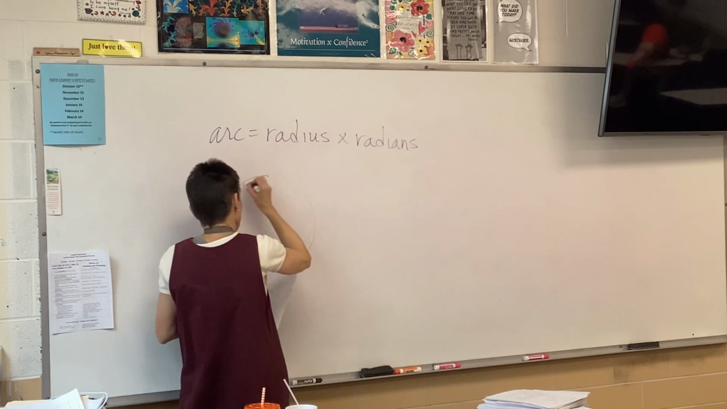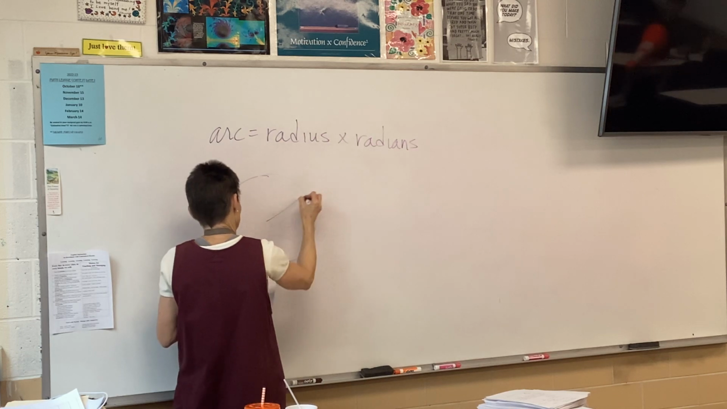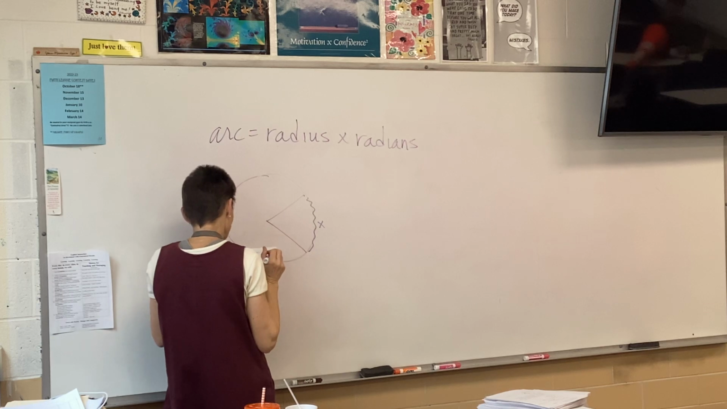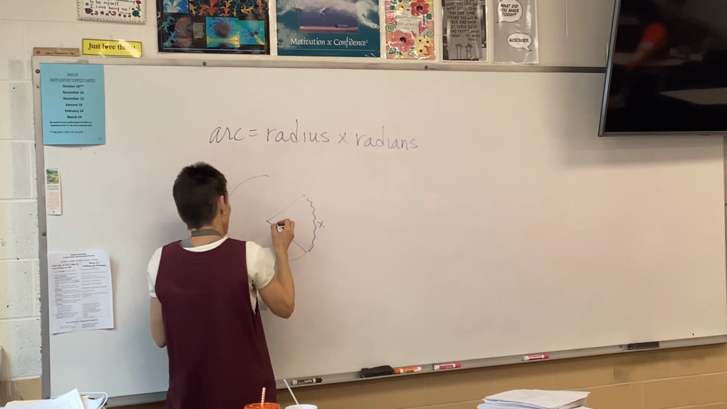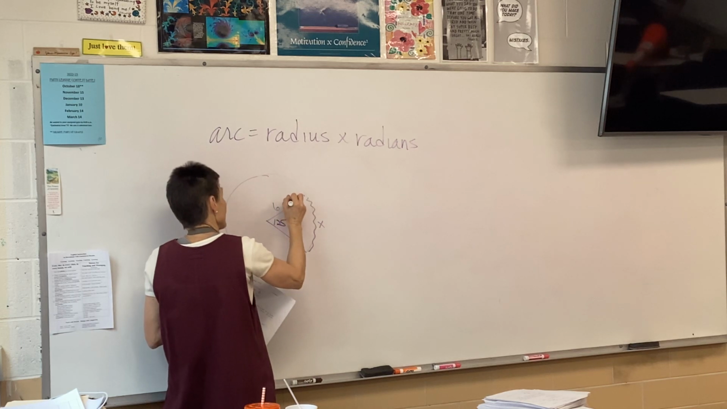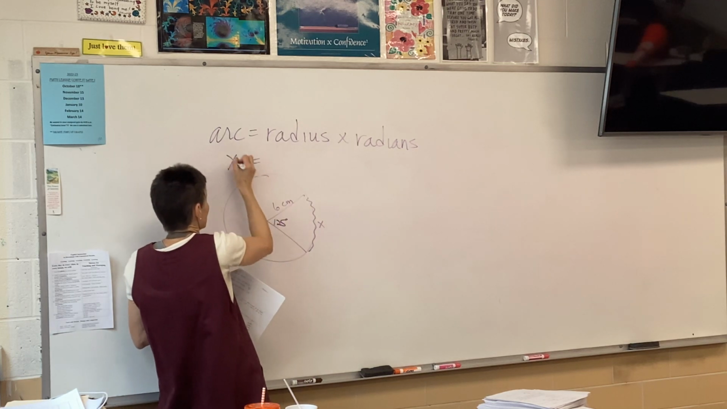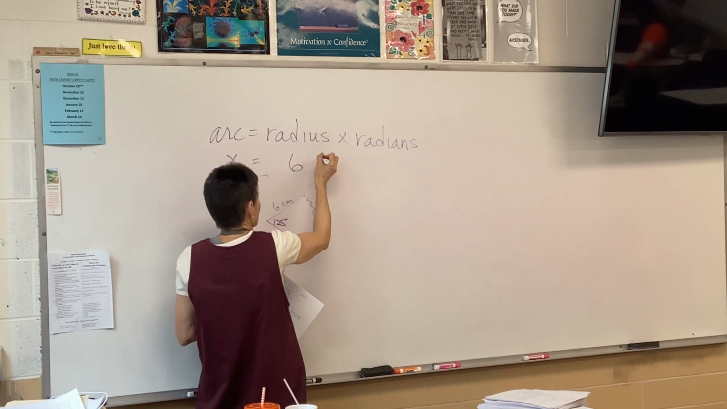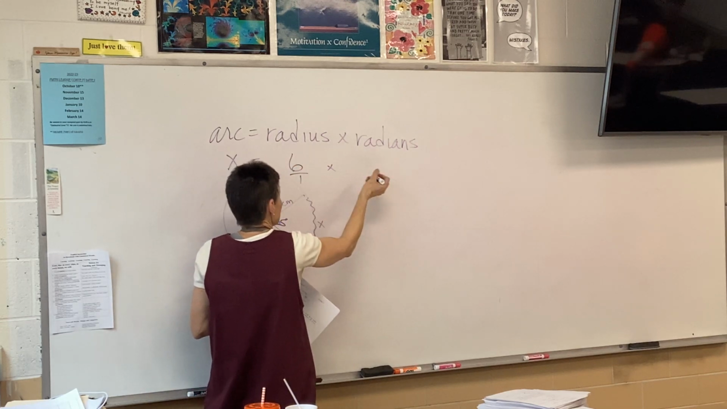So what do I know about my picture? My circle. Here's my arc. So there's my x. And the angle is 125. And the radius is 6 centimeters. So already, x, my arc, is going to equal 6 over 1 times something.